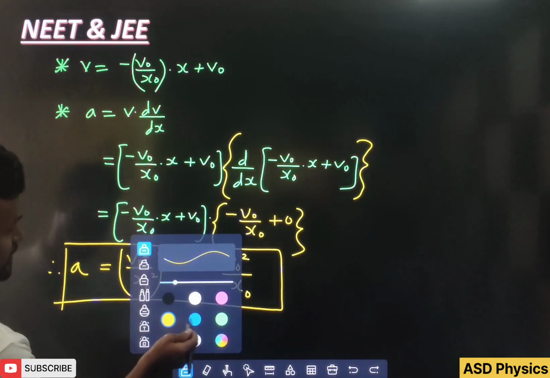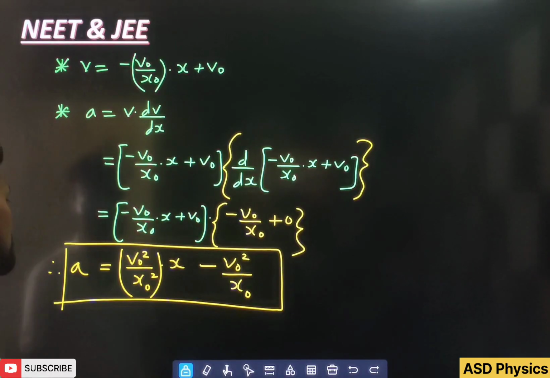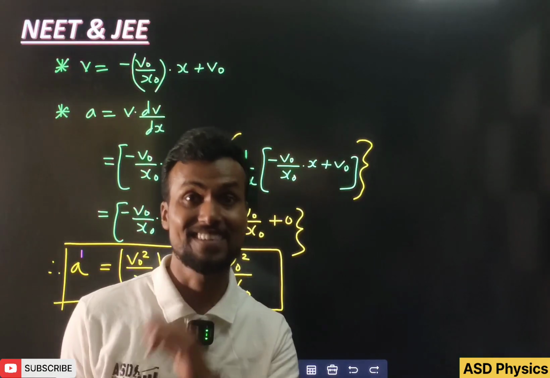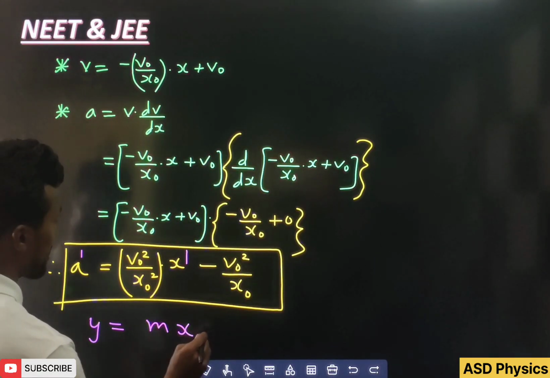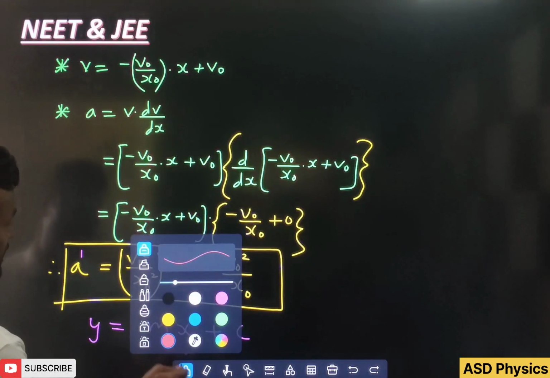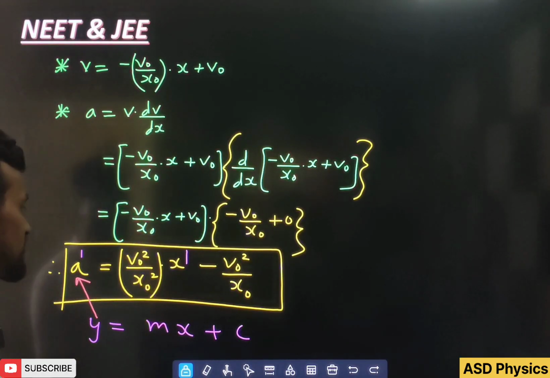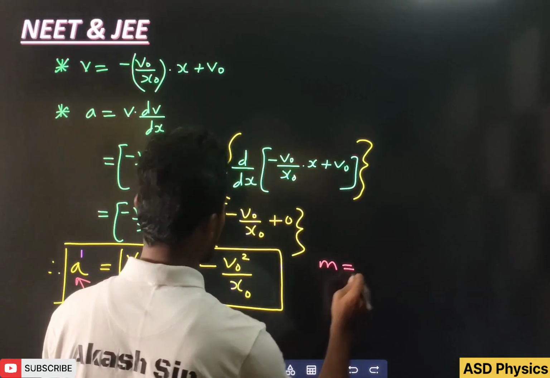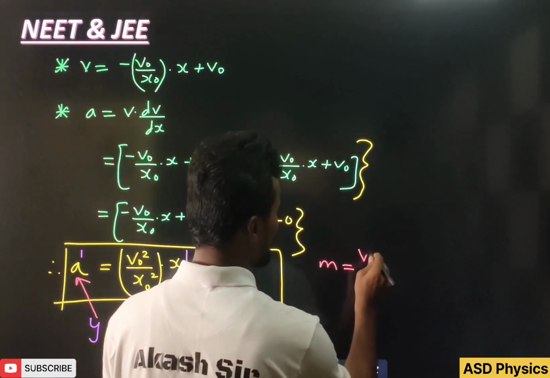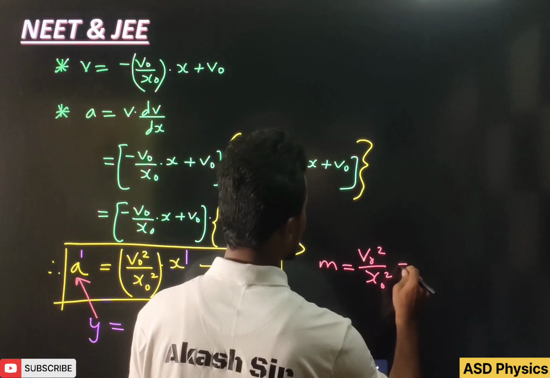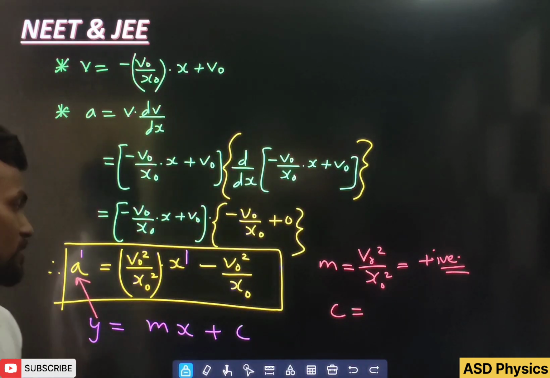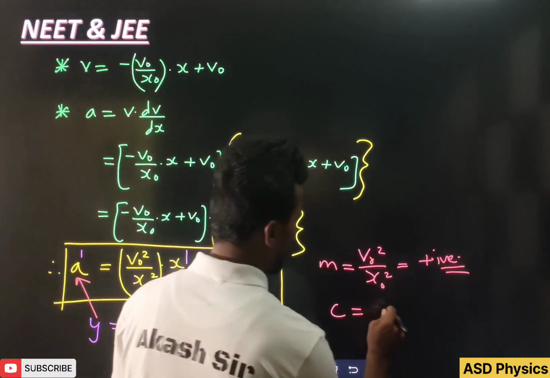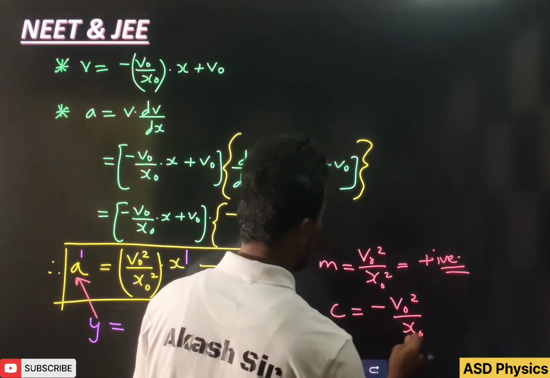Now, students, if we compare this equation, you can see a power 1, x power 1, so this is the equation of a straight line. Comparing with y = mx + c, along the vertical direction acceleration is there. The slope is v naught square by x naught square, which is positive. And the intercept on the y-axis is minus v naught square by x naught.